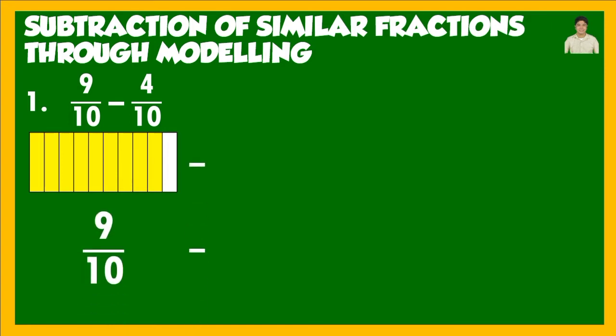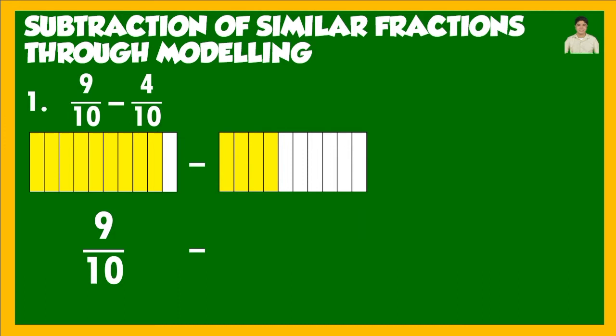Minus 4/10. Ayan, yung pangalawa, yung ating subtrahend. Tandaan, yung minuend natin yung una. Yung pangalawa is yung subtrahend. So, yan naman po is 4/10. So, ganun pa rin naman yung ating process.